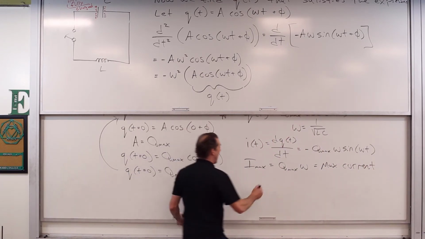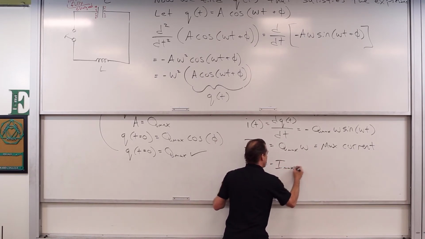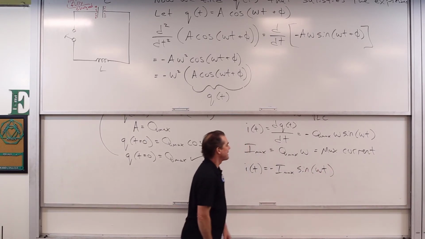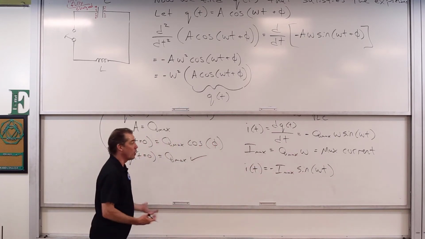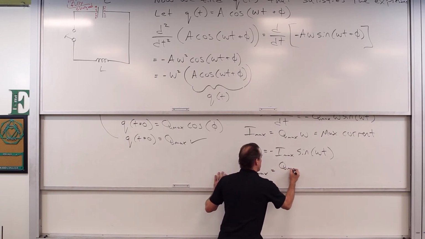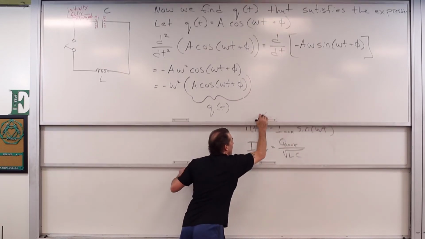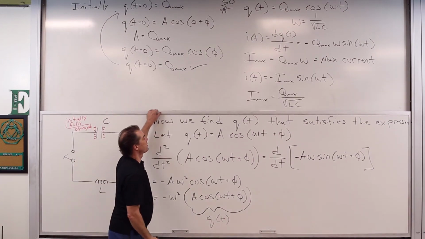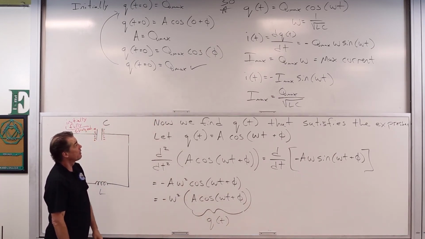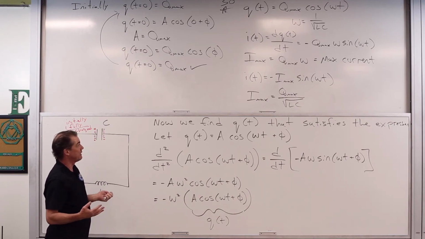So we can write this out as I of t is equal to negative I max times the sine of omega t, where I max is Qmax times omega, or Qmax over the square root of LC. I max is Qmax over root LC. Very nice. Why is that nice? Because we know the variation of both the current and the charge accumulation on the plates of the capacitor as functions of time in the circuit, and it's completely sinusoidal.